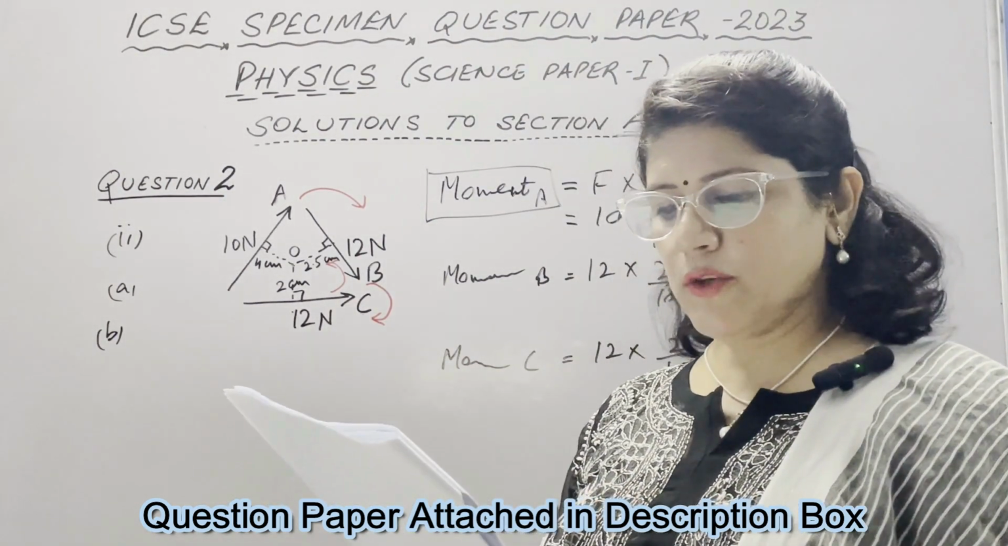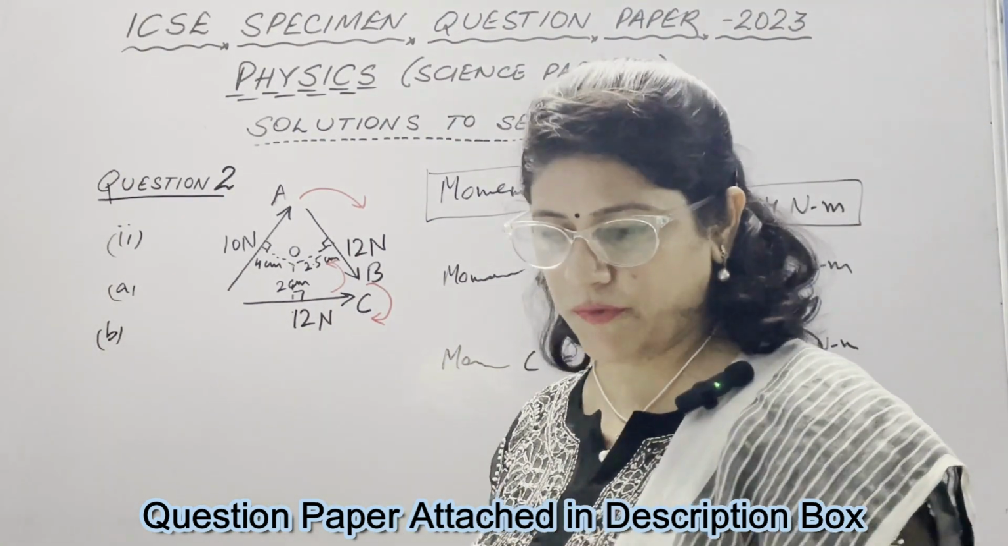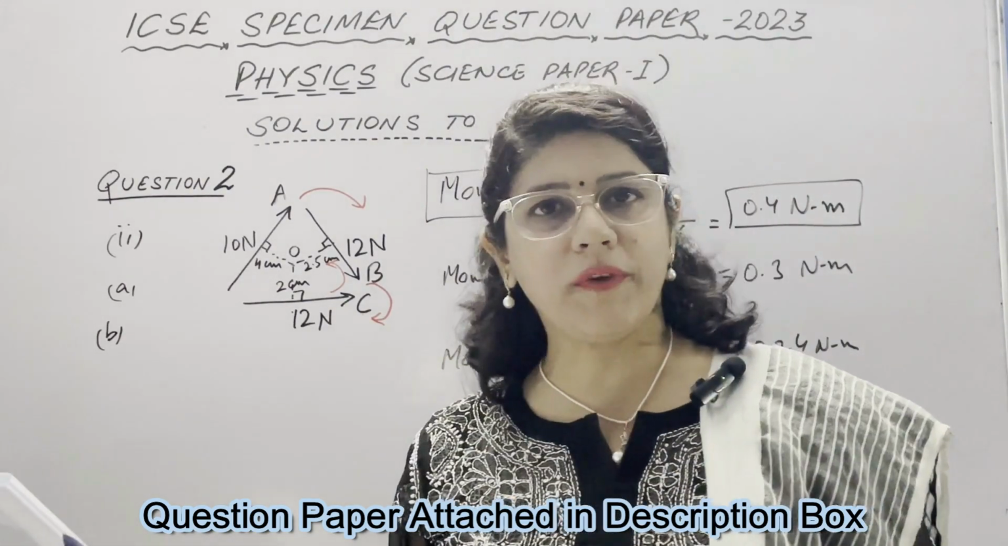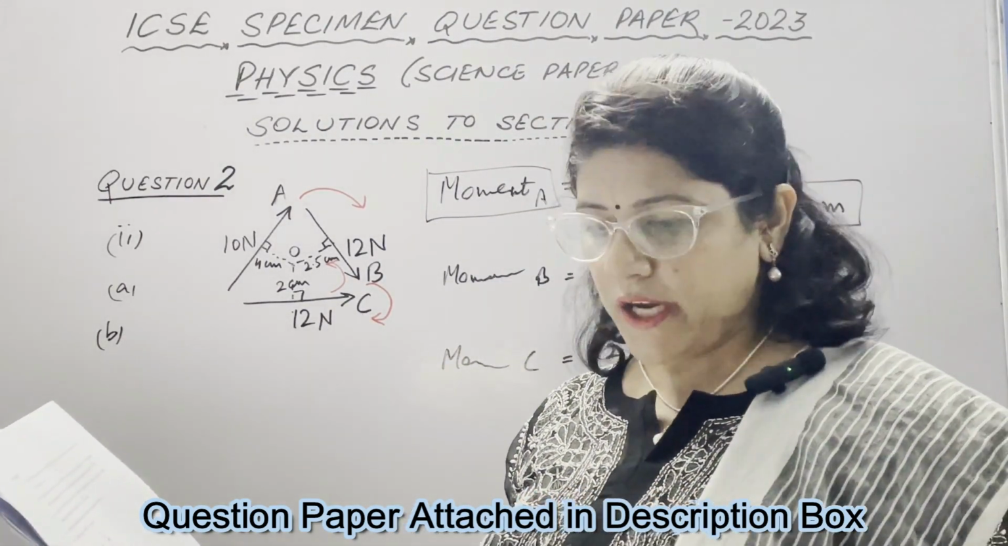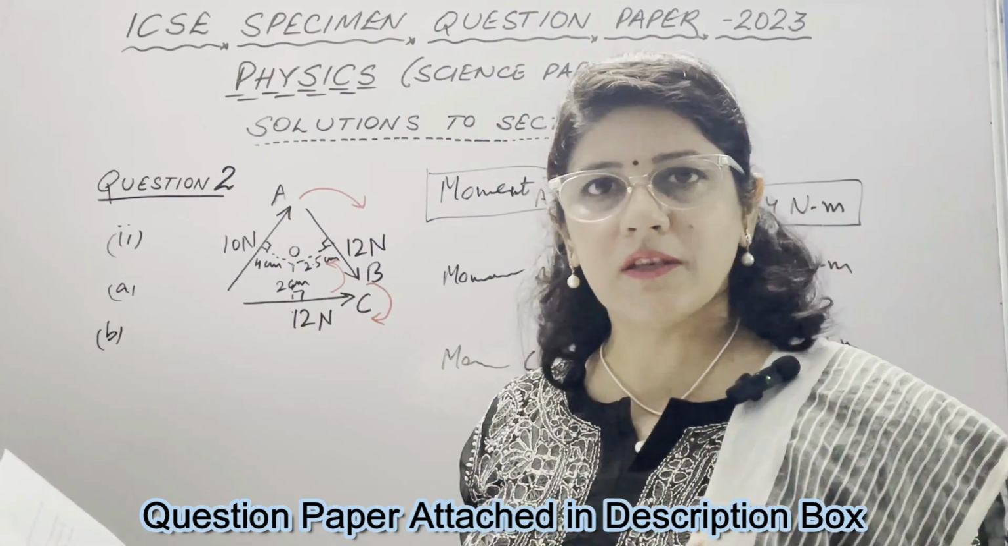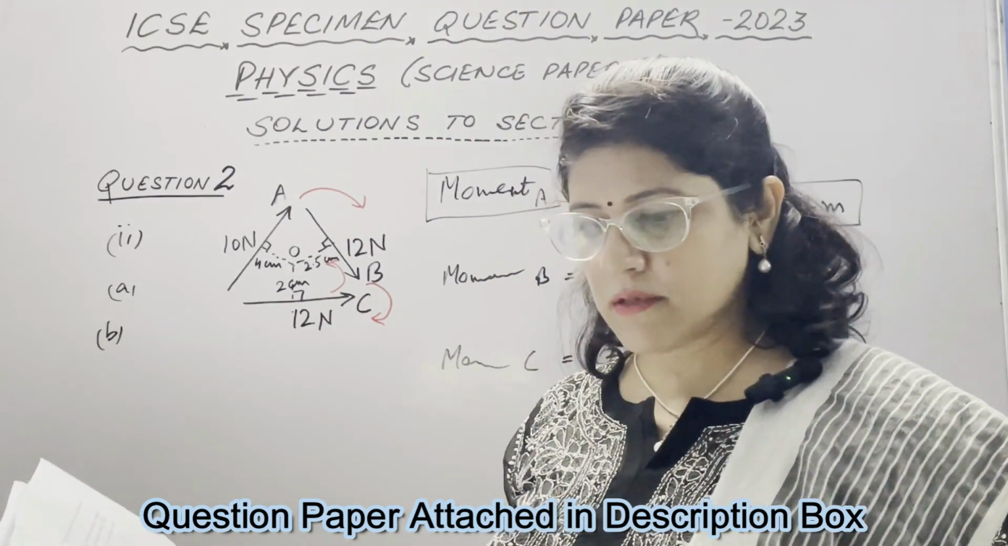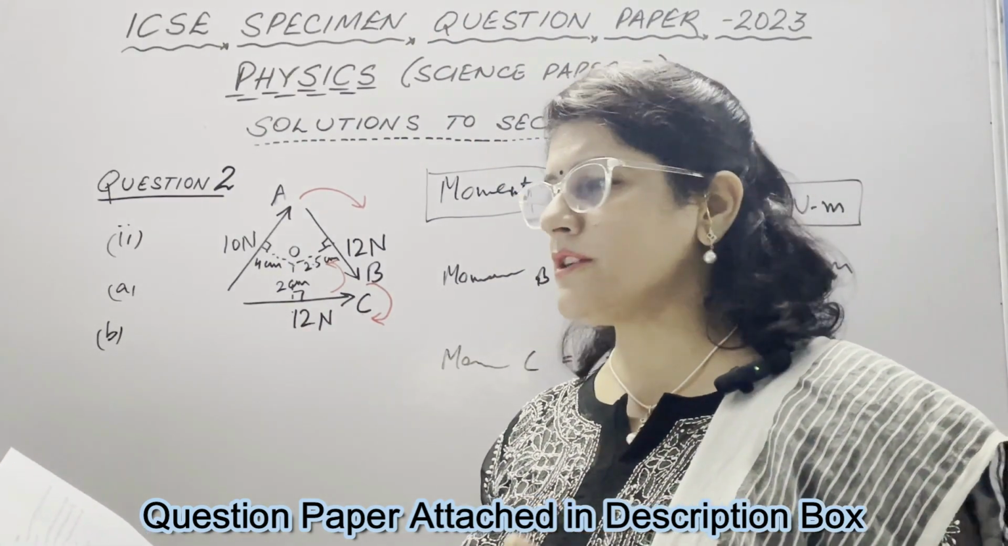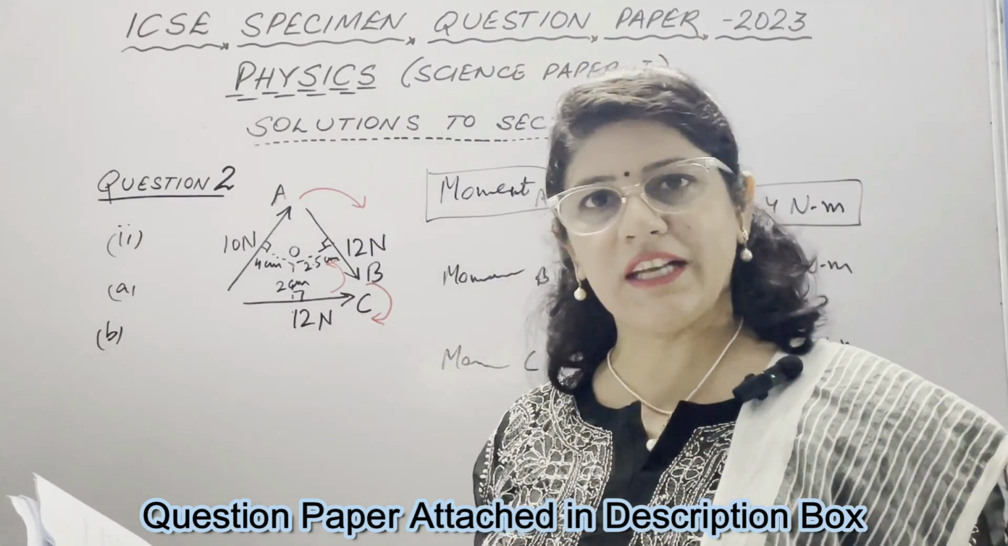In third part, state 2 factors that affect the center of gravity of the body. We all know that center of gravity depends on the shape of the body. It means how mass is distributed inside the body. And second part is it is not necessary that center of gravity always lies within the body.